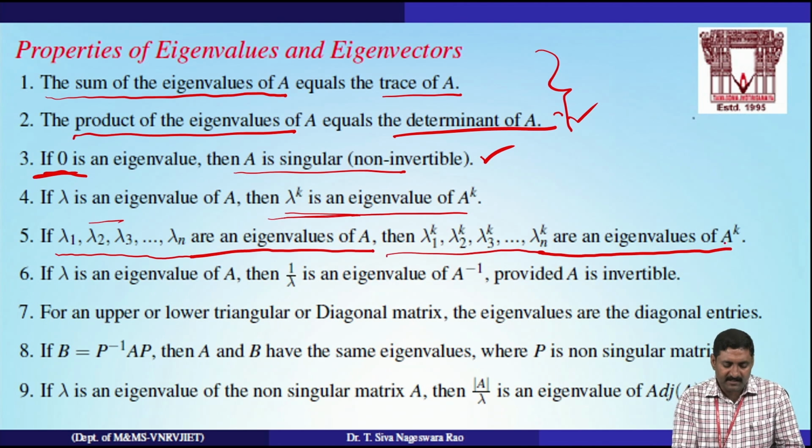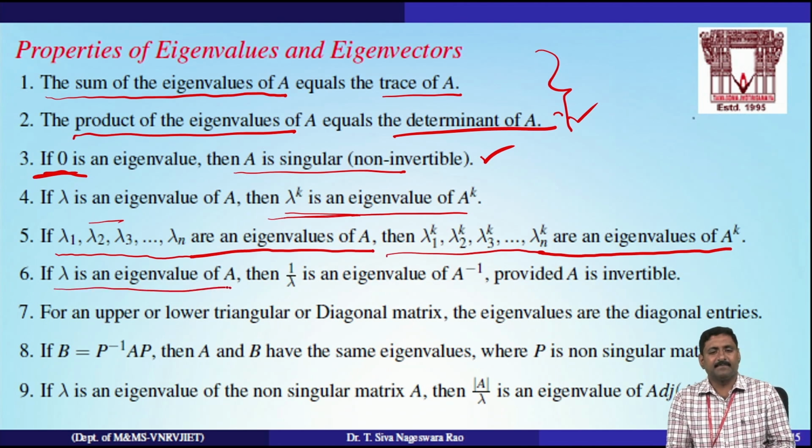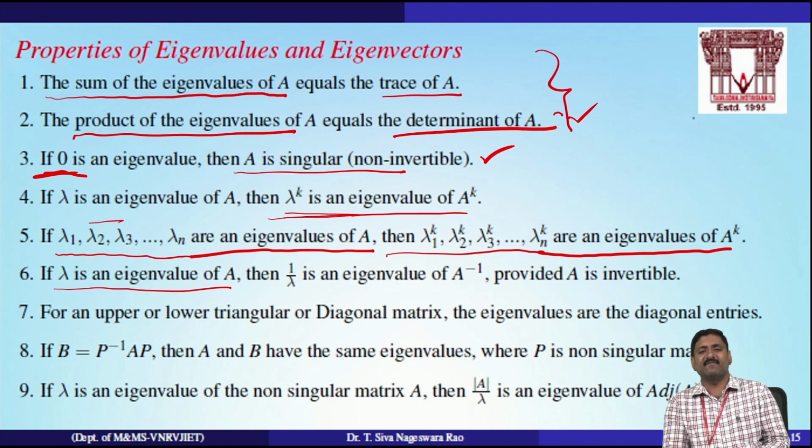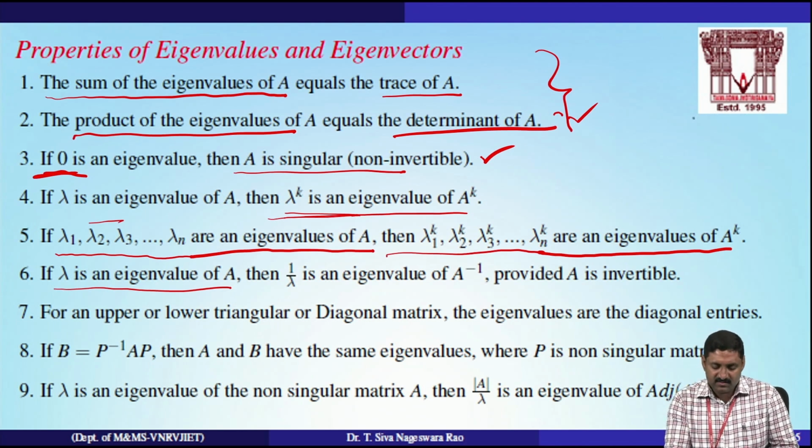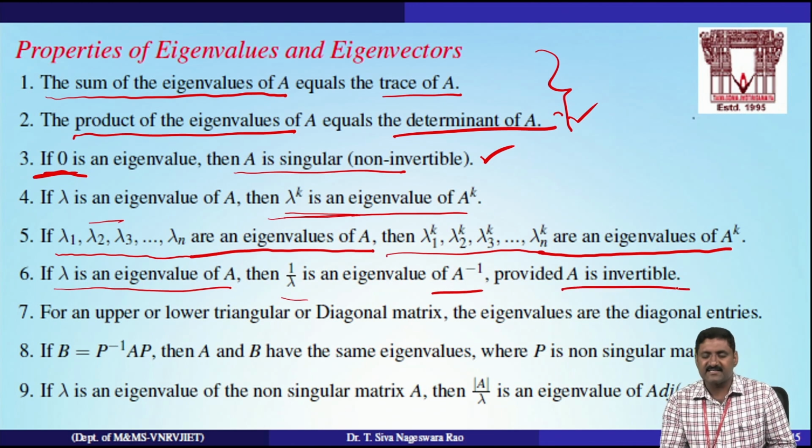Next property: if lambda is an eigenvalue of capital A, then 1 by lambda is an eigenvalue of A inverse, provided A is invertible. A is invertible means determinant of A is not equal to 0 and A inverse is possible. If determinant of A is not equal to 0, it means none of the eigenvalues is 0. Why? Because the product of the eigenvalues is equal to the determinant.